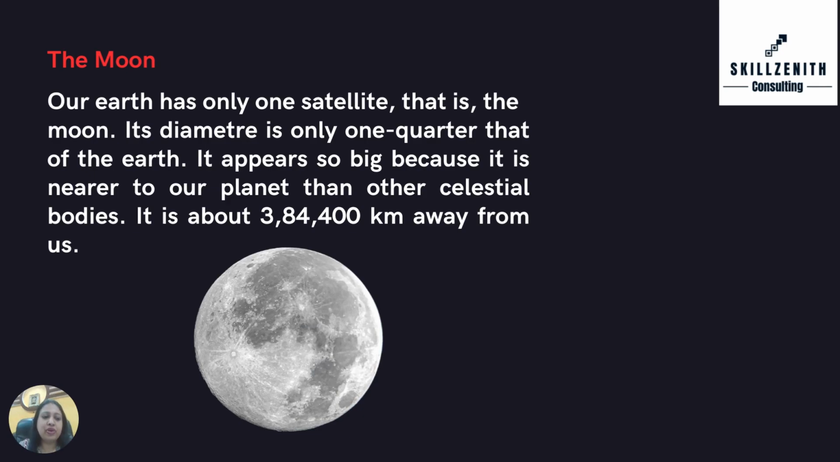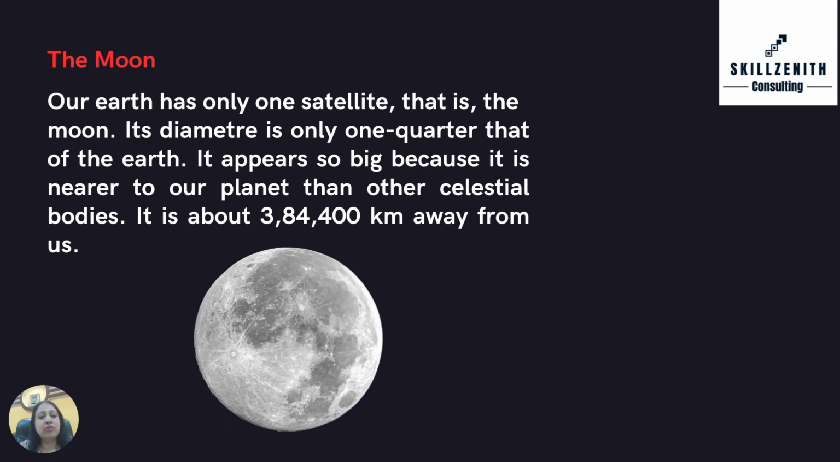So, satellites are the objects that revolve around the planets. Its diameter is only one quarter of that of the Earth. It appears so big because it is nearer to us than any other celestial body.